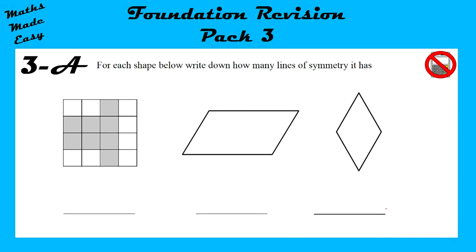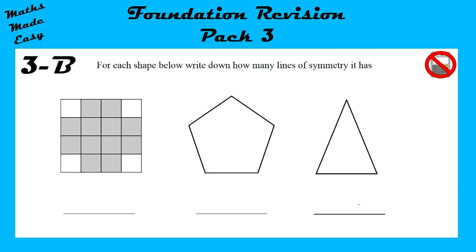3a. So the lines of symmetry for the first shape, you can see them there. There is exactly one line of symmetry. For the second shape, the parallelogram, there are 0 lines of symmetry, and for the last shape, there are 2 lines of symmetry.